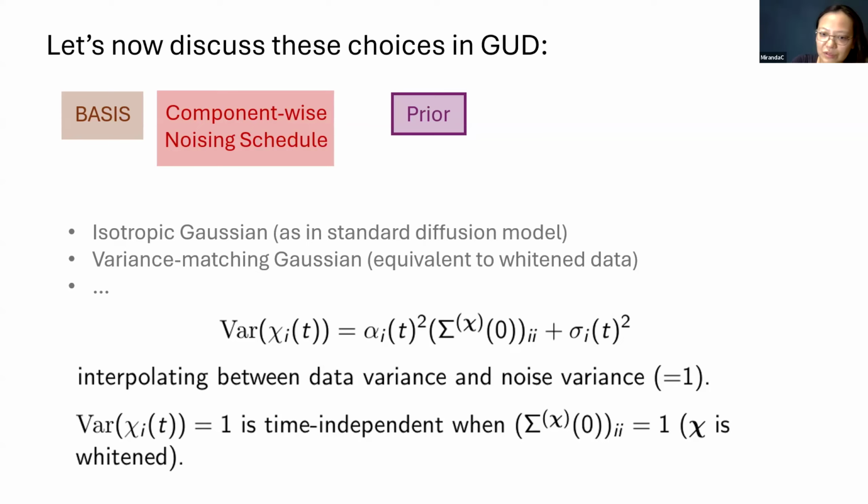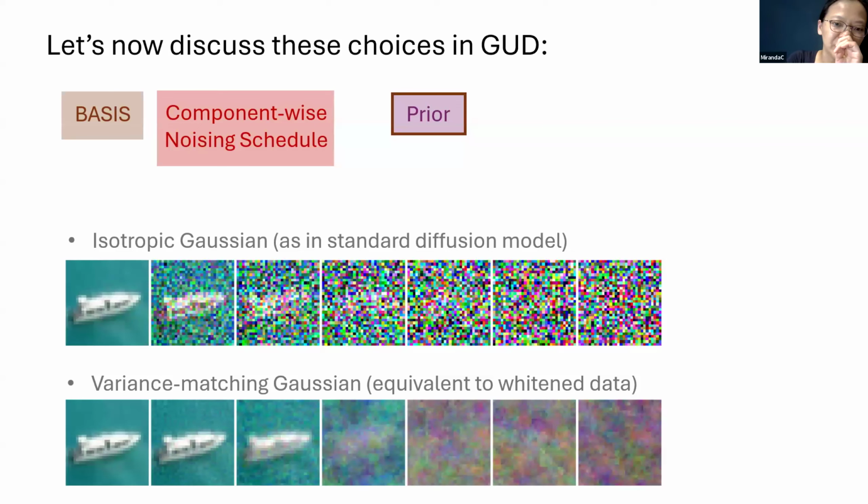We'll call them sometimes unwhitened and whitened, for hopefully obvious reasons. So that's from a physics point of view. Visually they look quite different. This is the process of noising the same image, with no learning involved. The only thing that changes is the choice of prior. The first one is a picture of the standard diffusion, and the second one is when we choose a variance-matching Gaussian.